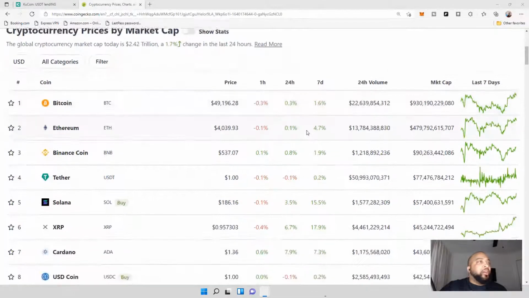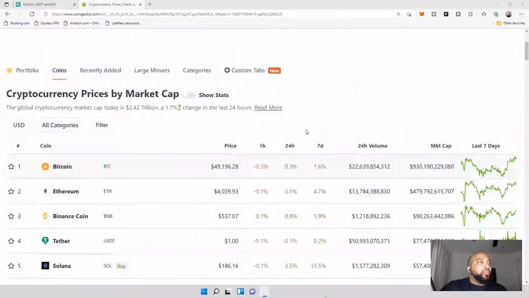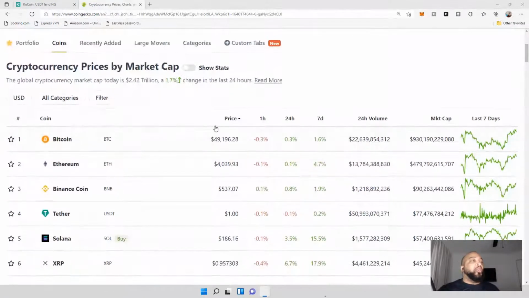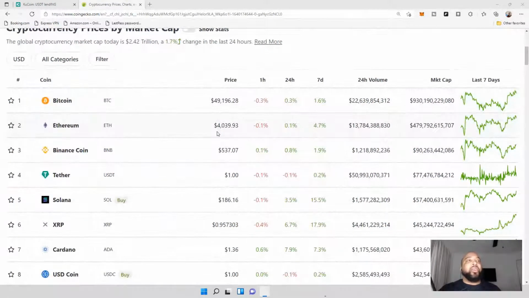Let's start here. The current global market cap is 2.42 trillion, and it's up about 1.7% over the last 24 hours. Fantastic. I'm seeing a lot of green early this morning. That's great. I'm curious what the market is going to do right before Christmas time here in 3 days.